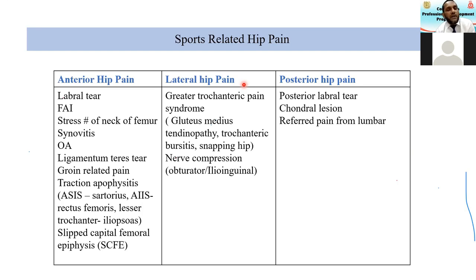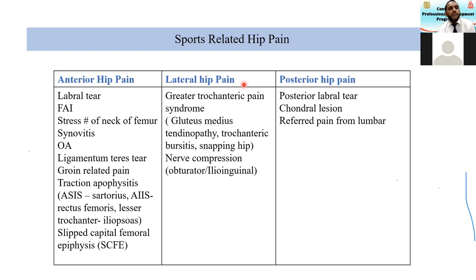Also, there are a lot of traction apophysitis conditions around the hip, like the anterior superior iliac spine, where the sartorius is attached, the anterior inferior iliac spine, where the rectus femoris is attached, and the lesser trochanter, where the iliopsoas is attached. All these conditions cause traction apophysitis, causing anterior hip pain.